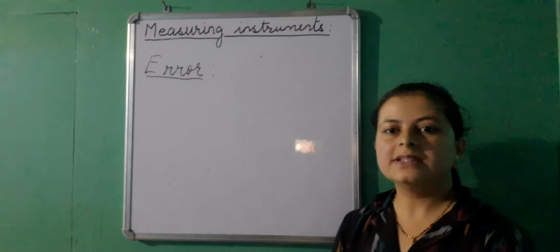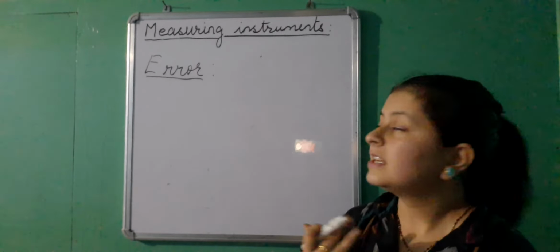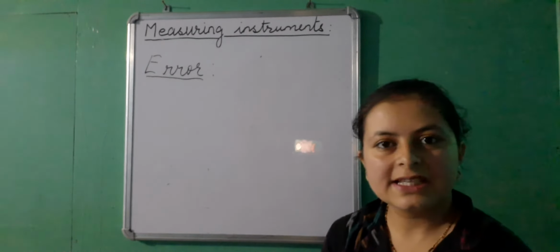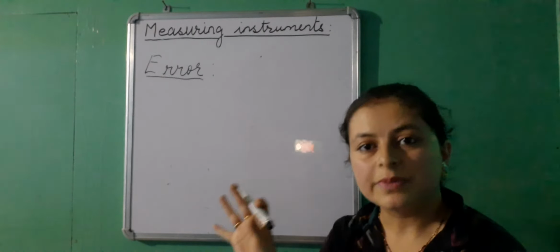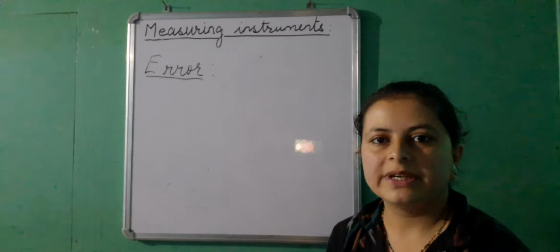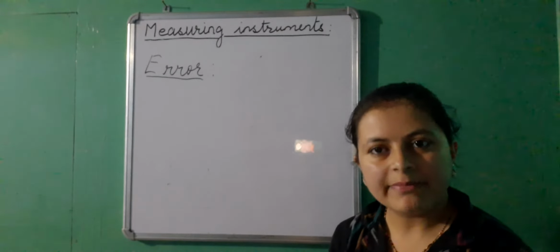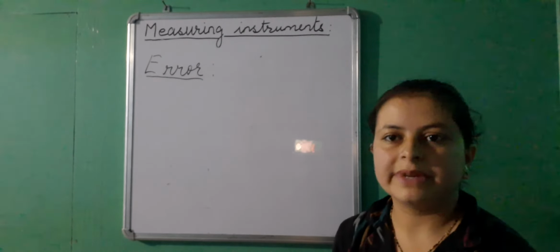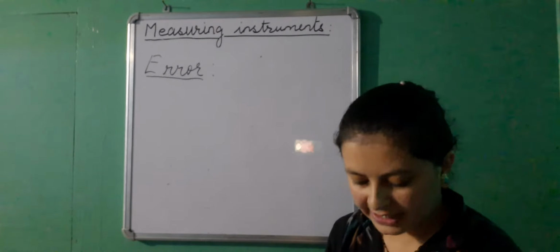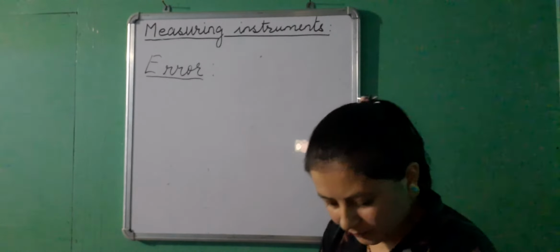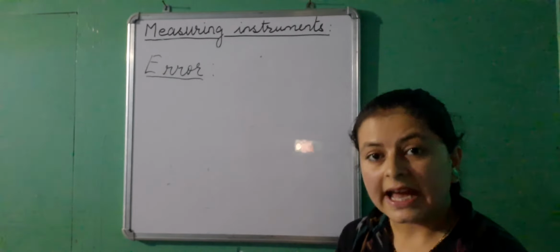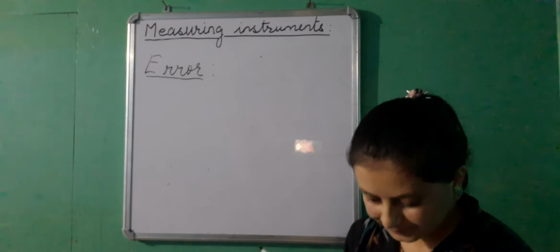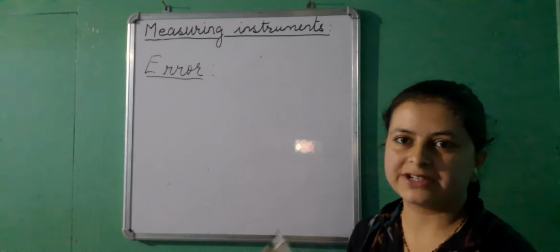Now error means mistake. Why does this mistake arise? It may arise because of a faulty instrument, or it may arise because of the person who is actually taking the measurement. He or she might make a mistake while taking the measurement. That is how errors may arise. Now, error, what does it mean? It means the difference between the actual value and the measured value.